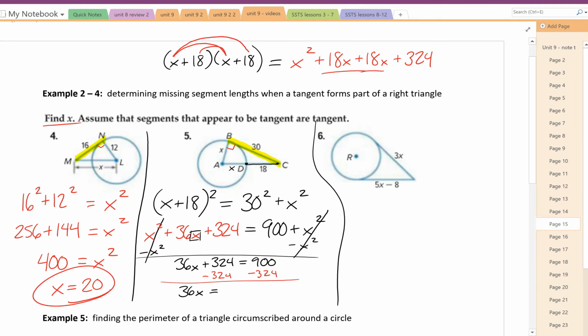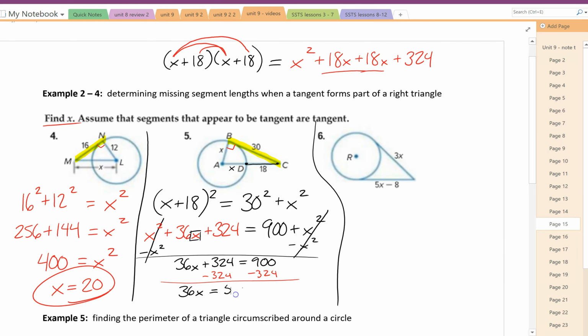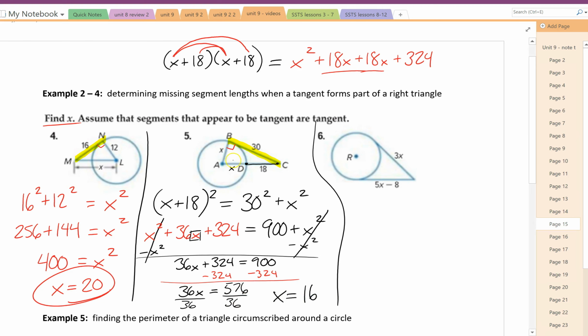And if I'm doing my math right, that's going to be 566. Let's just check to make sure. 576. Good thing I checked. Last step is just divide by 36. So x is going to be equal to whatever 576 divided by 36 is. 16. So x in this triangle right here, or in this image, is 16. So the radius of the circle is 16, and I'm done with that problem.